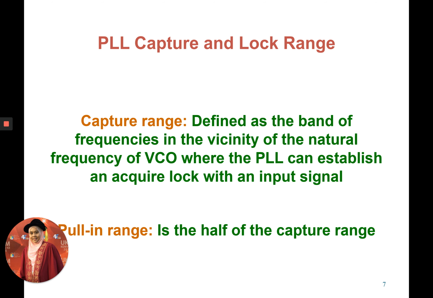Right, and when we have learned about the operating state, that means we have free running, capture state, and lock state. In the capture state, we have what we call capture range. This capture range is defined as the band of frequency in the center of the natural frequency of the VCO. So when we have this, the PLL can establish and acquire lock with an input signal.